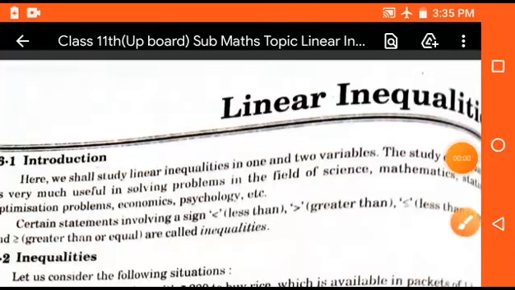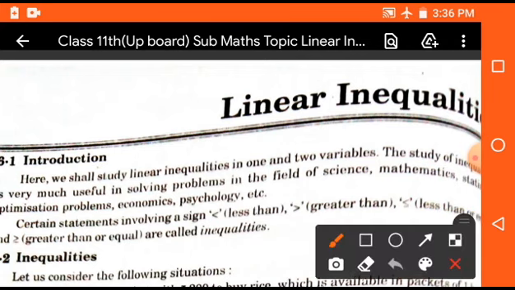Very good afternoon, students. In this session, we will study the most important chapter in your textbook. The name of this chapter is linear inequality. In this chapter, we will discuss what linear inequality is and what the properties of linear inequality are.